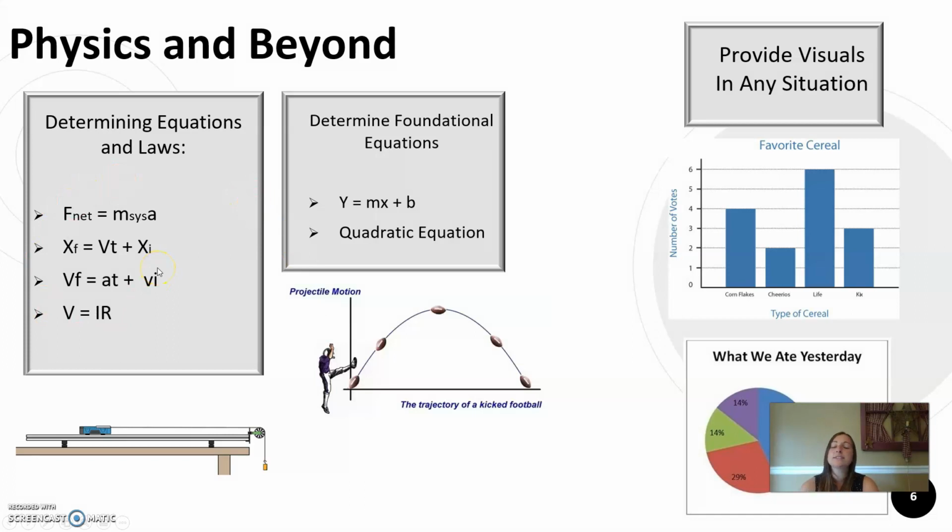So equations that typically may be just told to them, like, oh, Newton's second law is F net is equal to mass of system multiplied by a. One of the equations for acceleration, maybe you're looking at Ohm's law. These graphical analyses, or just graphing in general, can actually get the students to discover those different equations rather than being told them.